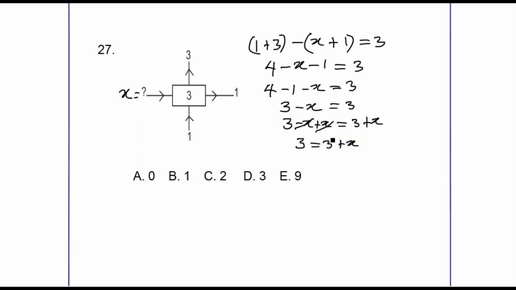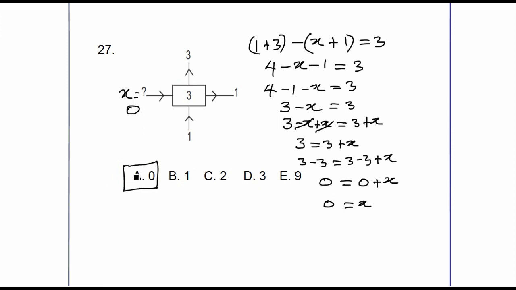Therefore I want to eliminate this 3 here, so I will have to minus 3 from both sides. So 3 minus 3 is equal to 3 minus 3 plus x. This side is 0. 3 minus 3 is 0 is equal to 3 minus 3 is 0 plus x. Do you see that? So 0 is equal to x. Our x here is 0. Don't let any other number convince you by anybody. A is the right answer in this case. 0 is the right answer.